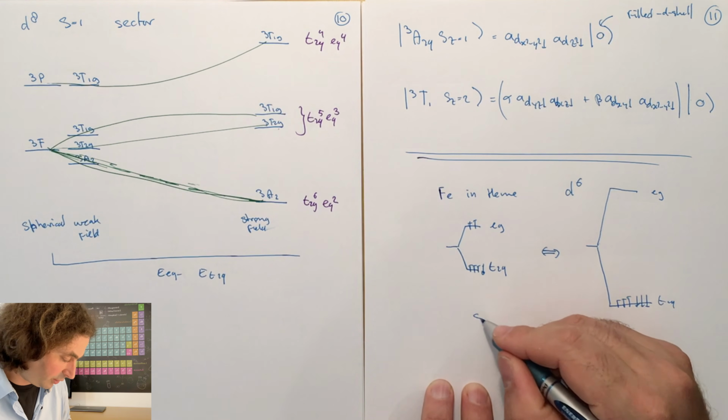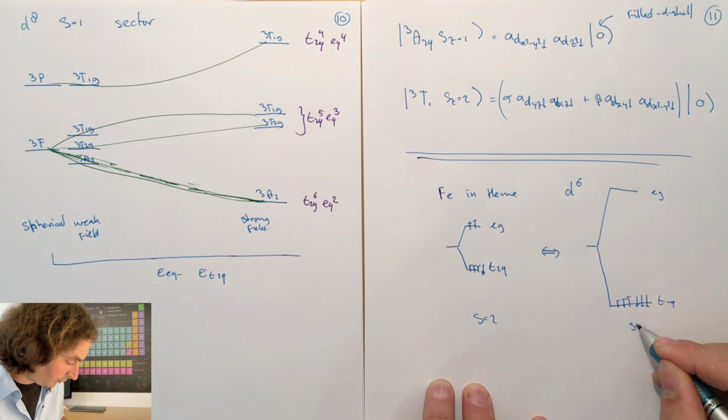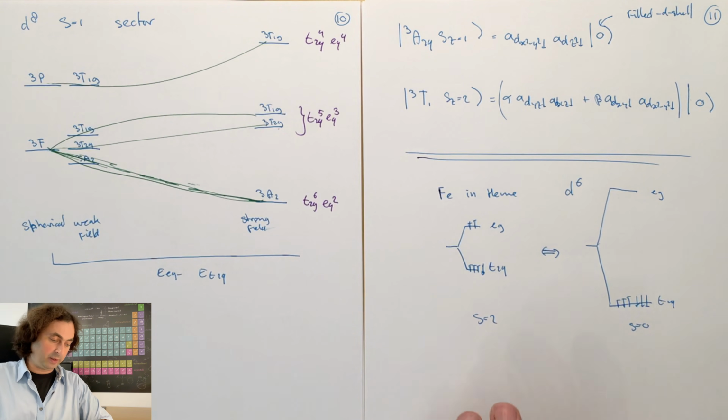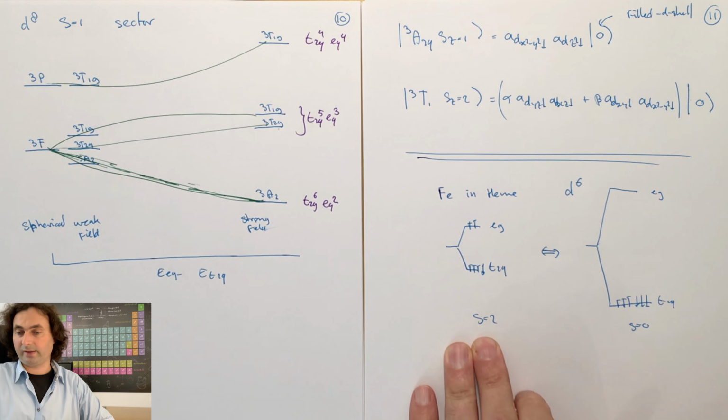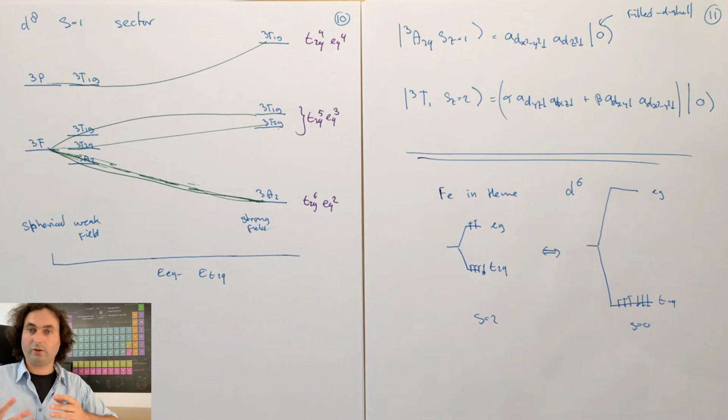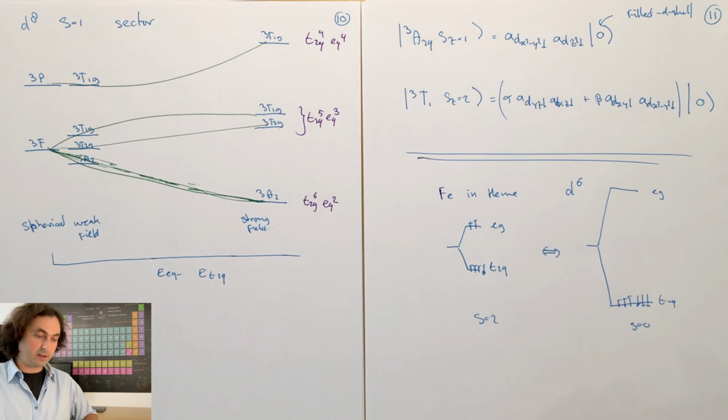So you make a transition from an S is 2 to an S is equal to 0 state. So iron in heme has a magnetic moment when it has no oxygen bound to it, and it loses its magnetic moment when an oxygen binds to it. Now, the way I write down my states are both single Slater determinants.